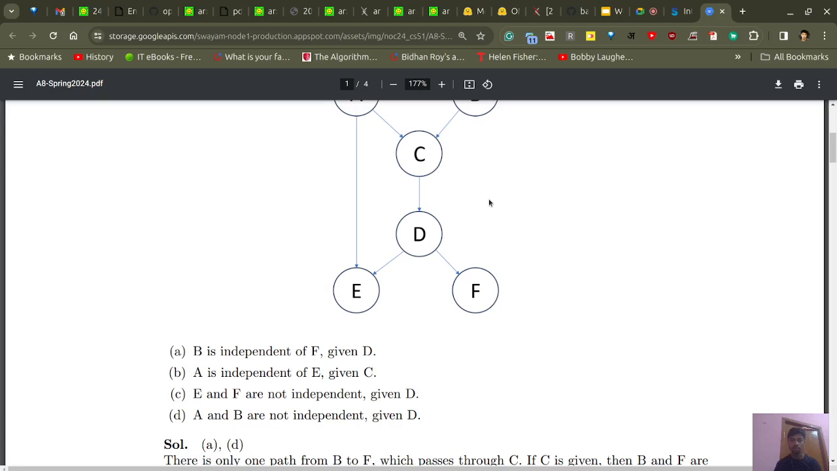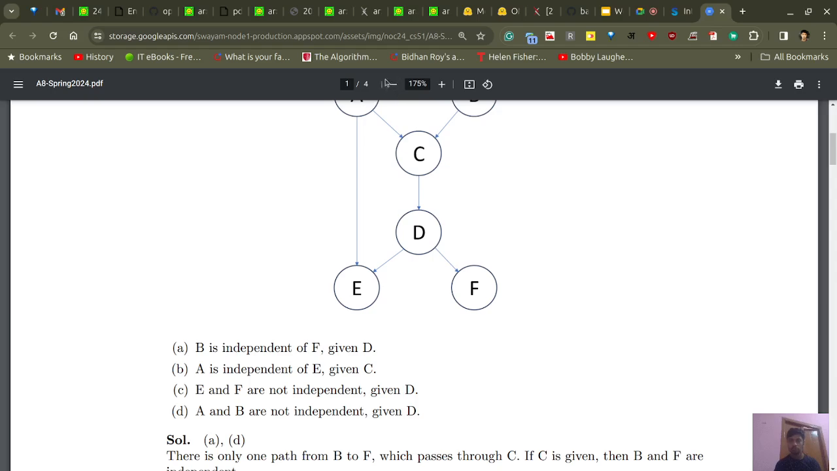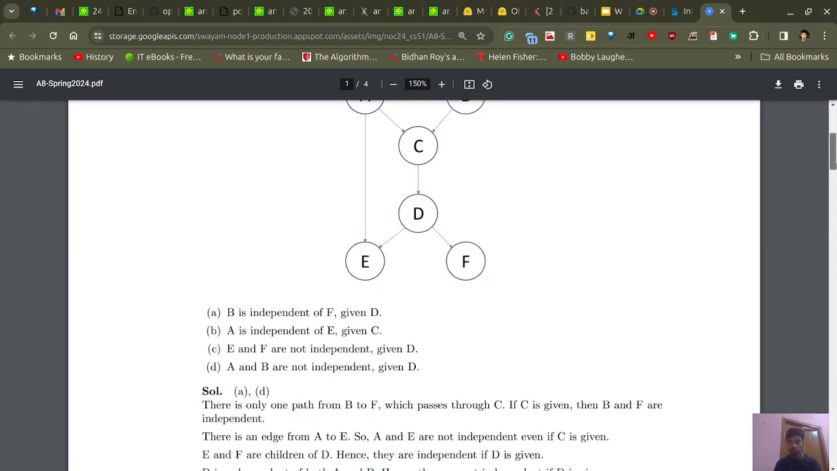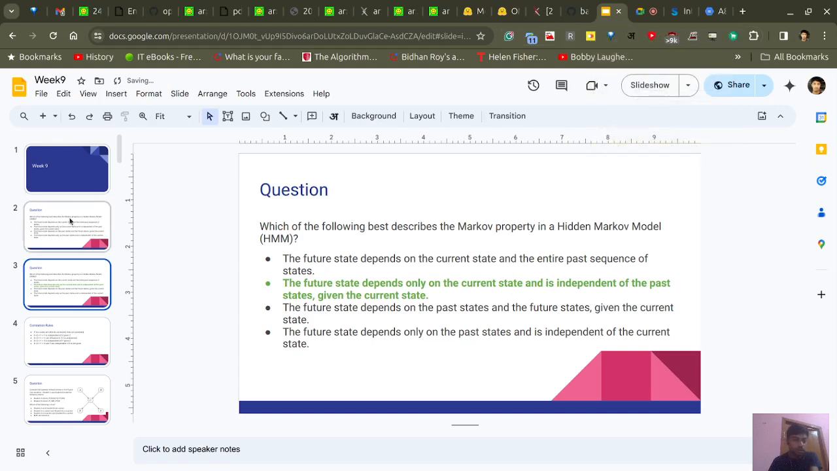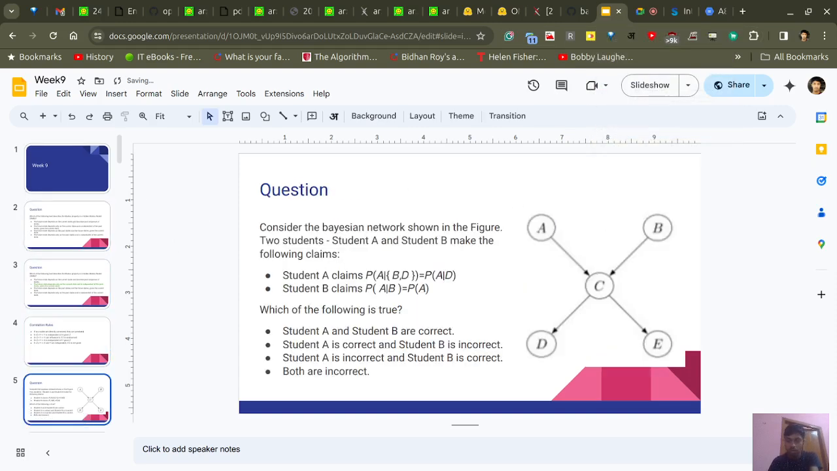Yes, sir. How is the answer A and D? I just want to know. Okay. Because all the nodes are downward and A, B are the parent nodes, and in option D they are telling that A and B are not independent given D. How is it not independent, sir? A and B, given D. Okay, so I think I had a similar question here also. Let me show. Okay, just wait a minute. A and D given E.